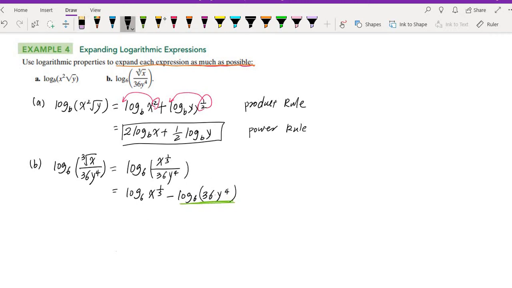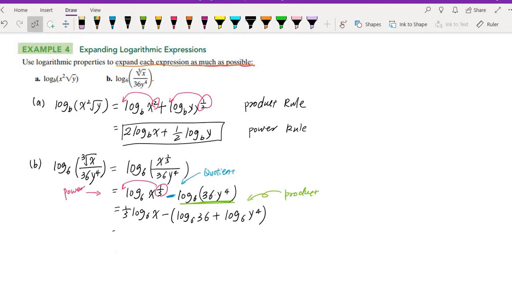And then now what I can do is I have a 1/3 power, right? So I can bring this to the front. We're going to have 1/3 log base 6 x. Then I have to continue dealing with the second part. So now we're going to deal with the product rule. I'm going to put a parenthesis right here. We're going to have log base 6 36 plus log base 6 y to the 4th power. Once we have this piece, now we're just going to simplify it. That will be subtract log base 6 36 and then subtract again log base 6 of y to the 4th power.